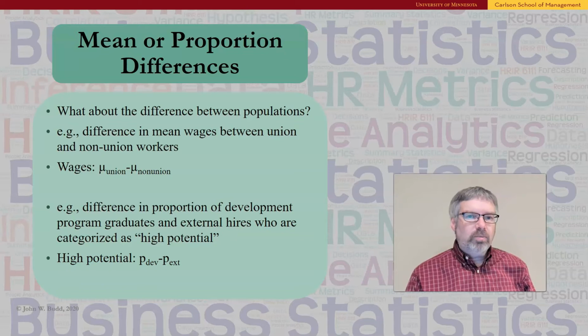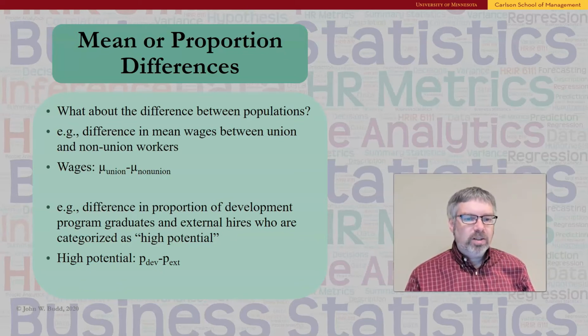Or as an example of proportions, right? Maybe we have some people in our organization who were hired early in their career and they went through our organization's career development program. And maybe we have other people we've hired later on in their career, so they've been external hires after the point at which going through a development program might have made sense. And maybe all of these individuals have been evaluated as to whether they're high potential or not, and so we have a certain fraction of employees in the organization who have been deemed high potential.